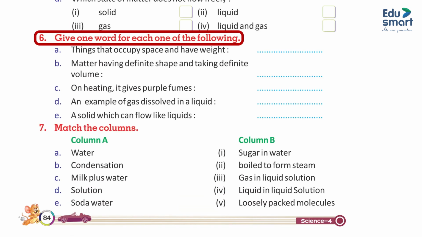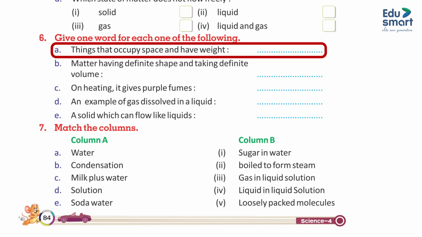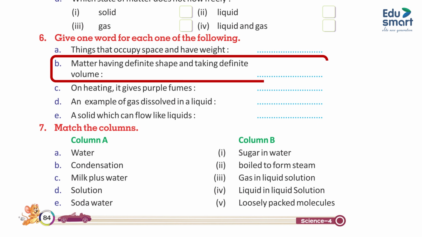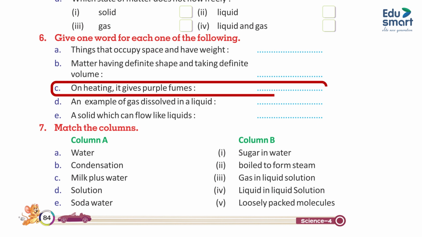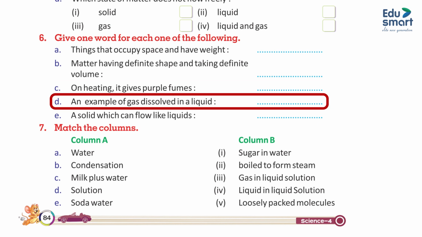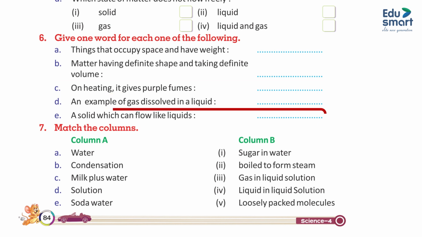6. Give one word for each one of the following. A. Things that occupy space and have weight. B. Matter having definite shape and taking definite volume. C. On heating it gives purple fumes. D. An example of gas dissolved in a liquid. E. A solid which can flow like liquids.